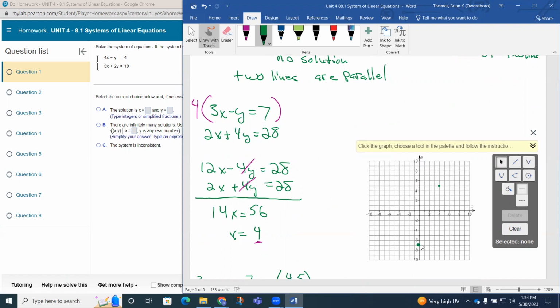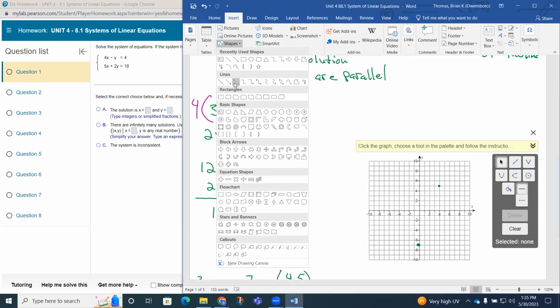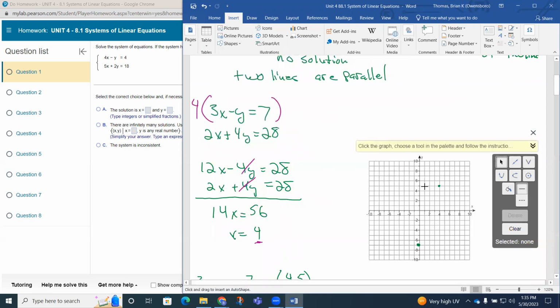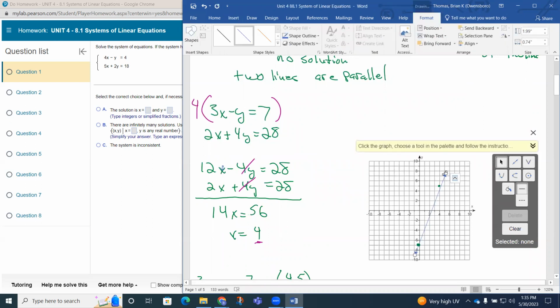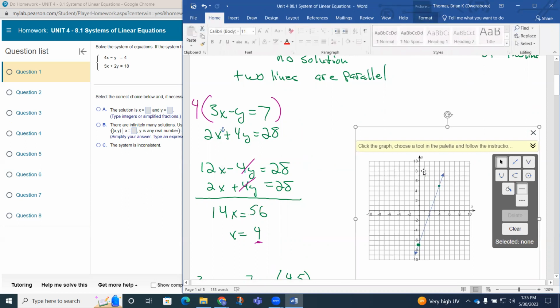So using your graphing tool, once you plot those 2 points, the line should go, let's see if I can get a line to happen here. If I draw a line through those 2 points, that's not real good. That's better. So that would be the first line.